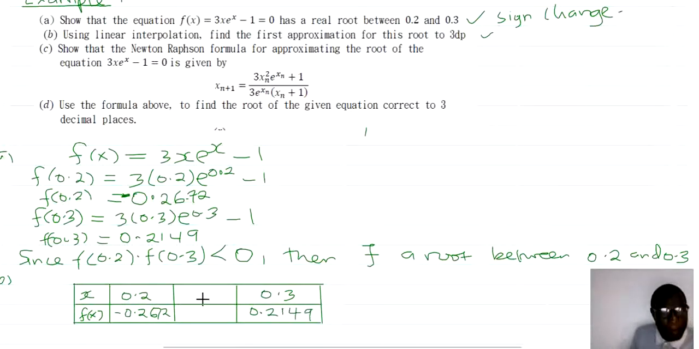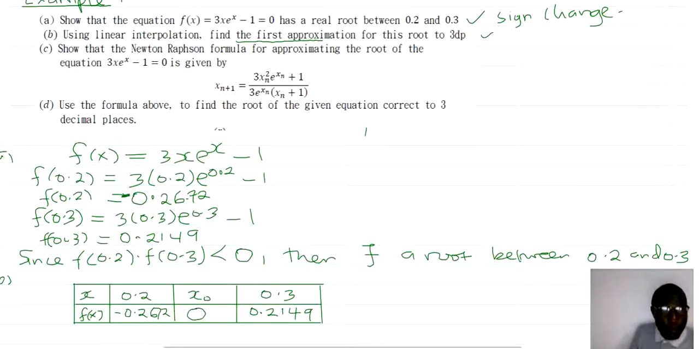The value that corresponds to 0.3 is 0.2149. Now, if there has to be a root which we are calling x0, which is the initial approximation or the first approximation, as the question refers to it, if x0, which is the root, is supposed to be here, then f(x0) is going to be 0 there.